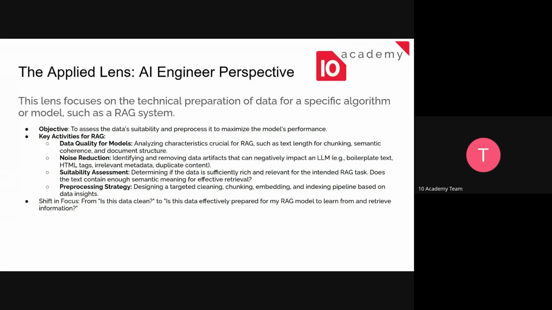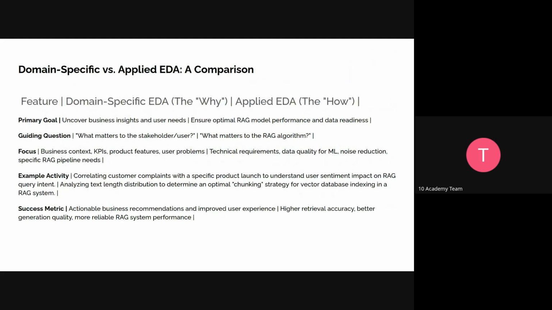So now we are going to consider: is the data clean? Is the data effectively prepared for my RAG model to retrieve information from? Again, it is the same concept. We need to clean the data in EDA and also here. They are basically the same, but the point is now we are going to do the cleaning from the concept of whether the data is clean enough to be used for my RAG system.